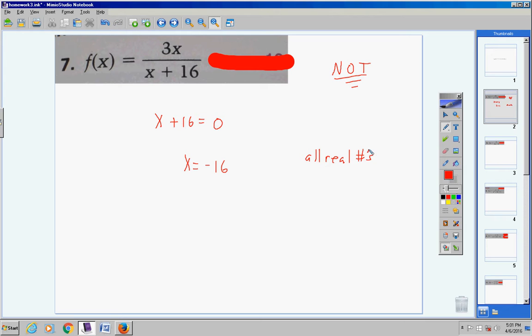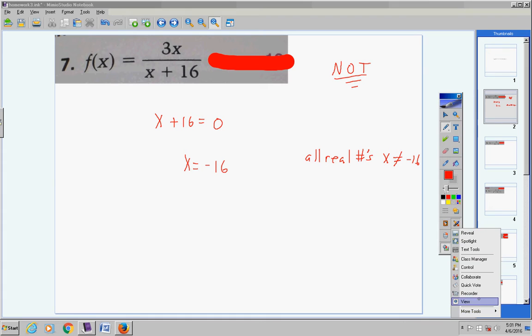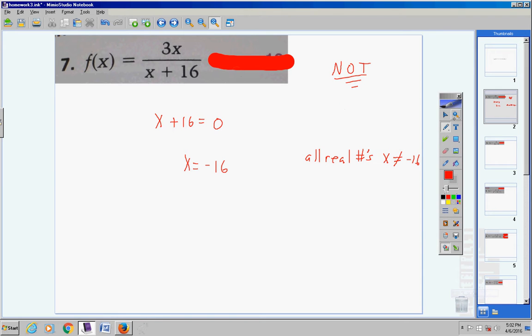So your domain would simply be all real numbers such that x does not equal negative 16. And so that would be the domain, and of course they just put x does not equal 16, which is fine. I really do prefer, though, you learn to write it the right way, which is all real numbers such that x does not equal negative 16. Okay? So x can be any number except negative 16.